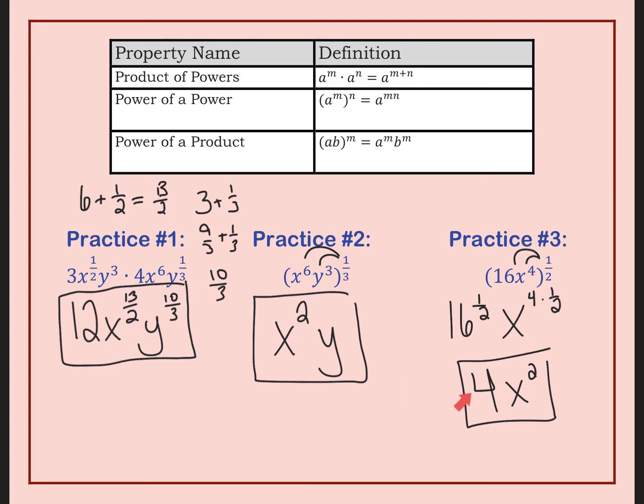Okay? The second and third one weren't too bad. I distributed the 1/3, which basically means when I'm multiplying by 1/3, I'm dividing these numbers by 3. I got x squared y. And on this one, I went ahead and showed my work here. 16 to the 1/2 is like taking the square root of 16, which is 4. And then 4 times half is going to be 2. Okay, so these are the first 3 properties.